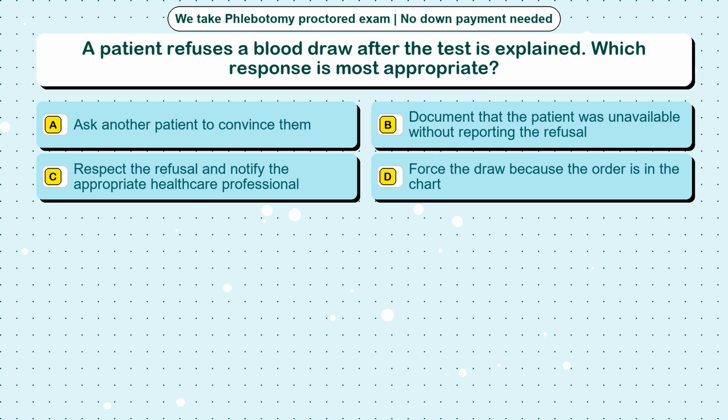Option A. Ask another patient to convince them. Option B. Document that the patient was unavailable without reporting the refusal. Option C. Respect the refusal and notify the appropriate healthcare professional. Option D. Force the draw because the order is in the chart.